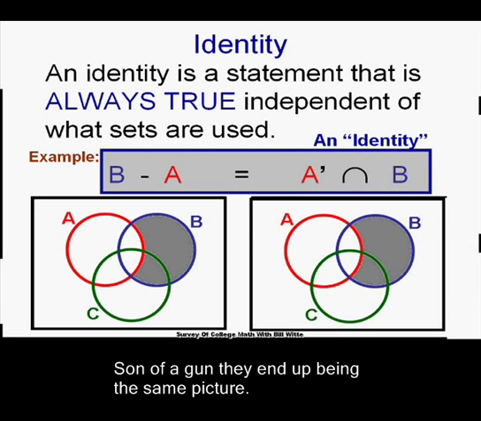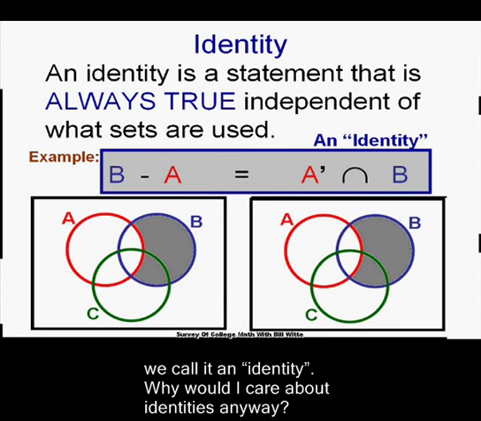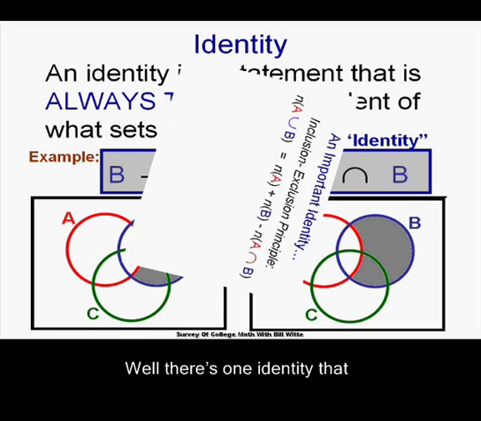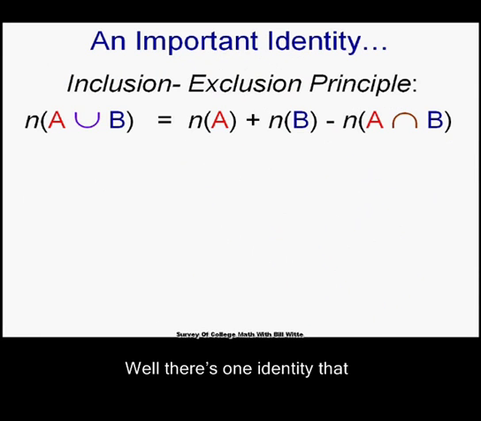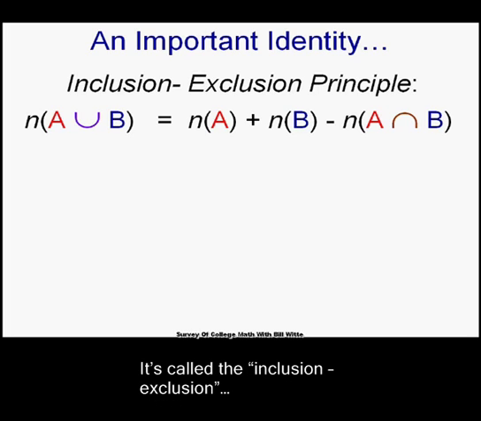Darn tootin'. So if it's always true, you can use it kind of as a law, as a property, but we call it an identity. Now what do I care about identities anyway? Do I care? Yes. There's basically only one identity that we're going to use basically 3 times this semester. It's called the Inclusion-Exclusion. Include this, don't include that kind of a thing.